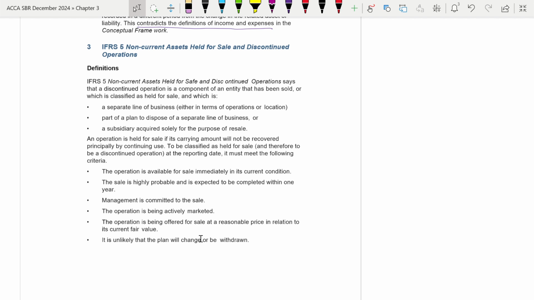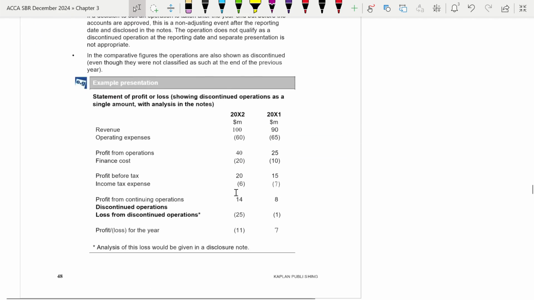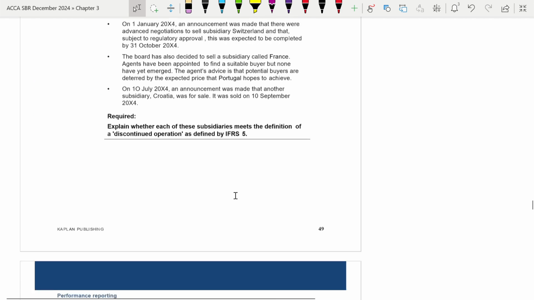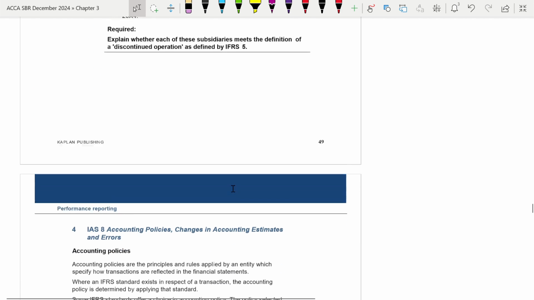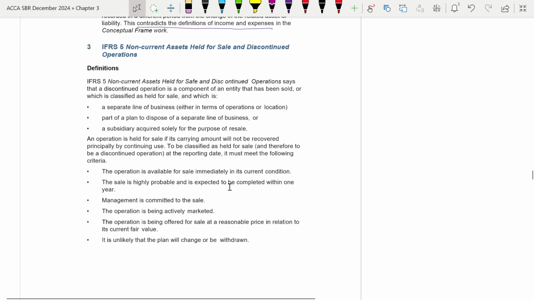We'll complete this and we'll stop, okay? It is also a very major part. Only IFRS 5 we will cover. Test your understanding 2 we will do and we'll stop, okay? Now, coming back to this, IFRS 5.